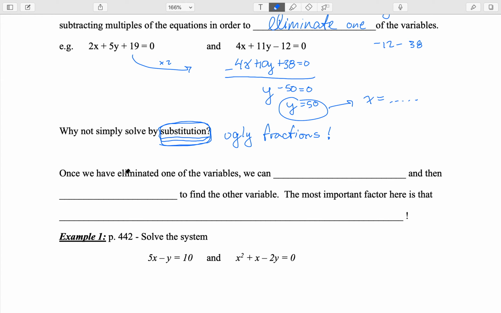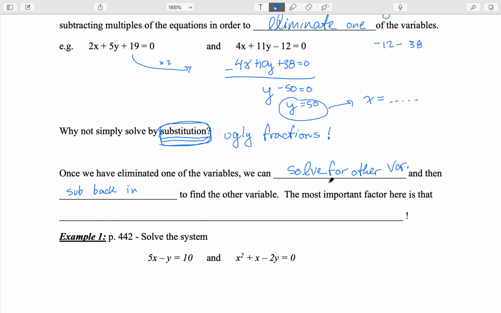So here's what we did. We eliminated one of the variables, and once we do that, you can solve for the other variable. Once I've eliminated the y, I'm solving for x. Or once I'm eliminating the x, I'm solving for y. Once you solve for one, you substitute back in: this y is equal to 50, plug it into here, and you figure out what x is. It's just faster to use substitution for the second part.